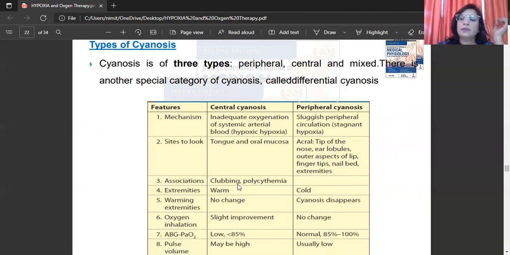Central will be associated with clubbing and polycythemia. In the central, extremities will be warm, whereas in the peripheral, they will be cold. Warming the extremities: no change in central, cyanosis disappears in the peripheral. Oxygen inhalation: central may show slight improvement, peripheral may show no change. ABG PaO2 is low, as much as 85%, but in peripheral it is normal. Pulse volume may be high in the central, but usually low in the peripheral.